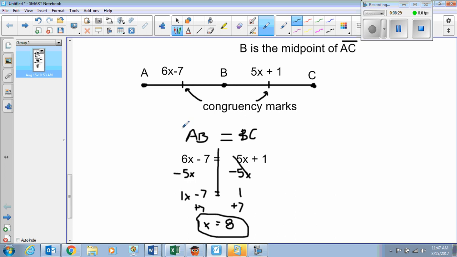I could plug this back in and make sure that they're the same. 6 times 8 is 48 minus 7 gives me 41. That's the length of AB. I want these two things to be equal to each other. I plug 8 back in here. 5 times 8 is 40, plus 1 is also 41. So there we see that AB and BC do indeed equal one another.